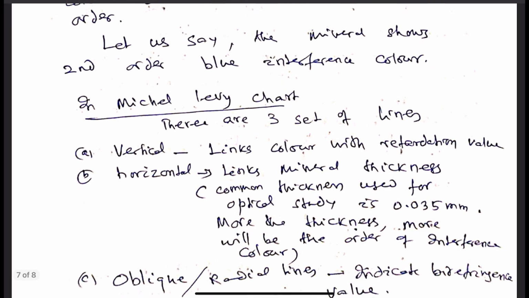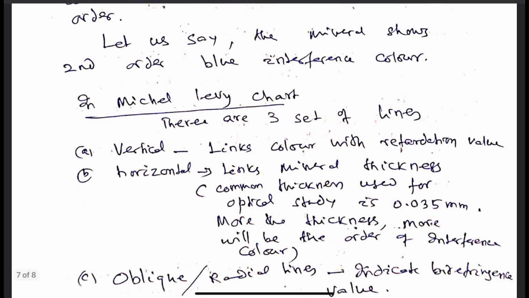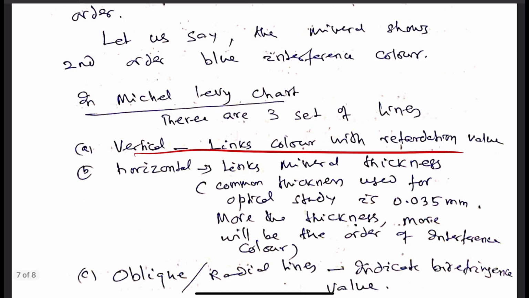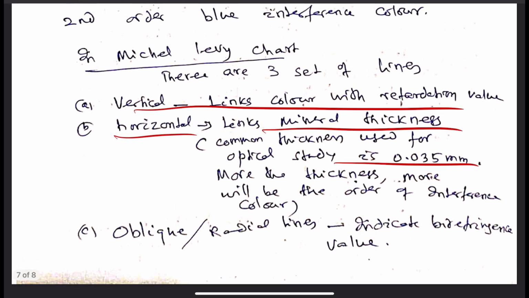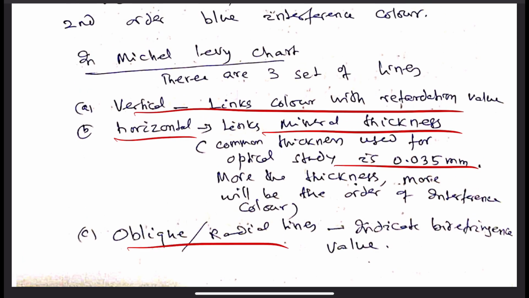In the Michel-Lévy chart, there are three types of lines: vertical lines, which link the color with the retardation value; horizontal lines, which link mineral thickness, where the general thickness useful for optical study is 0.035 mm; and radial lines, which indicate the birefringence value. So these three lines are there in the Michel-Lévy chart.